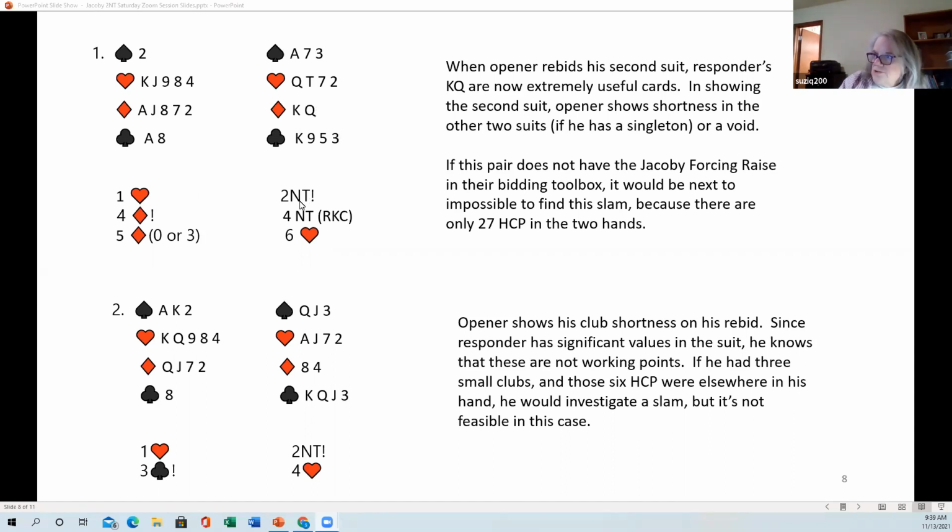1 heart, 2 no trump, 4 diamonds, 4 no trump, Roman key card, 5 diamonds, 0 or 3. We hope it's 3, right? It cannot possibly be 0. 6 hearts, 27 high card points, cold, small slam. If you Q bid your spade ace here, partner's going to be really interested too.